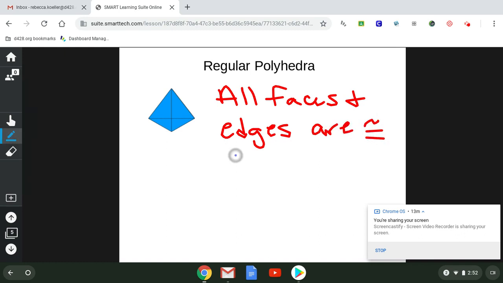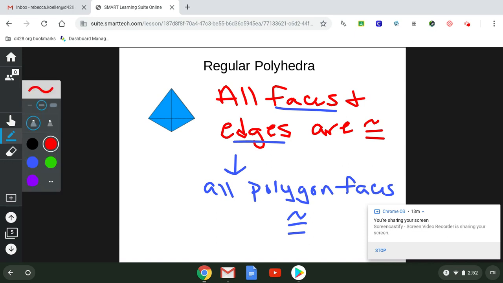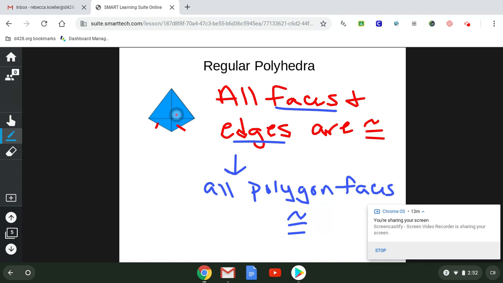And essentially what that just means is that all polygon faces are congruent. So all the polygons are congruent. Having the polygon faces congruent just results in the faces and edges being congruent. And if the faces are polygons and they're congruent to each other, that means the sides and the angles are congruent. So keep that in mind. So over here on my diagram, I can mark it up, saying that this is congruent to that, and then these are all congruent as well. Okay, so all those edges are going to be congruent.